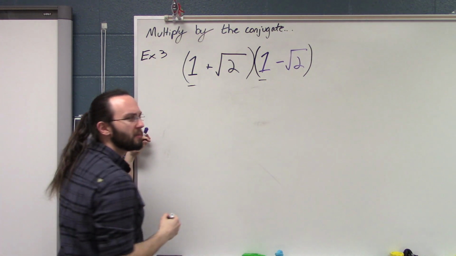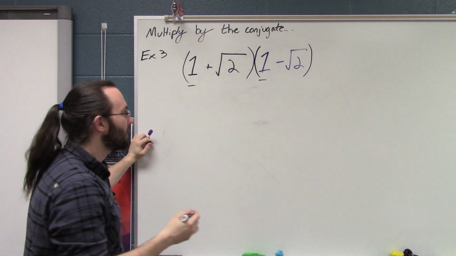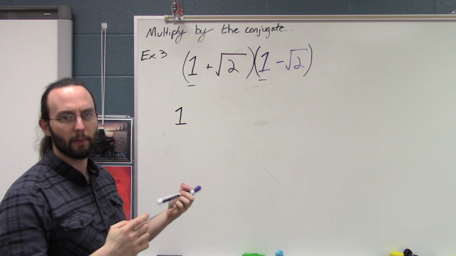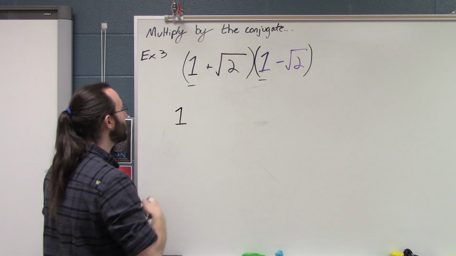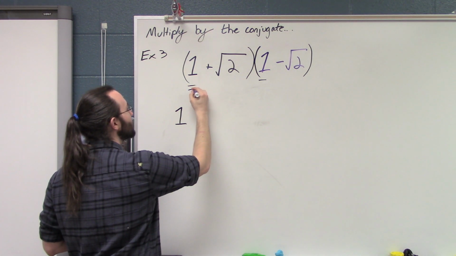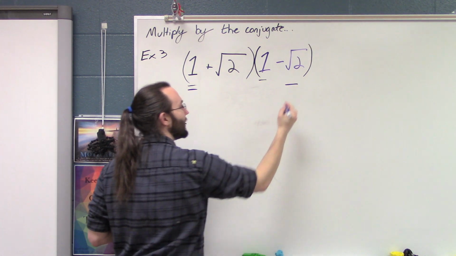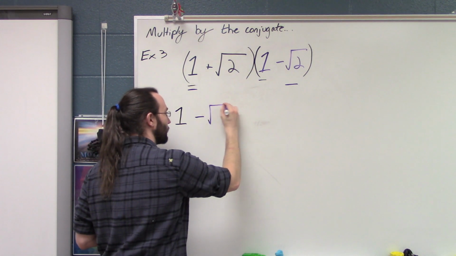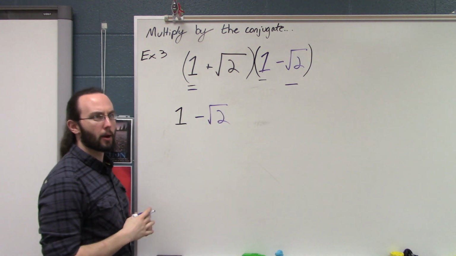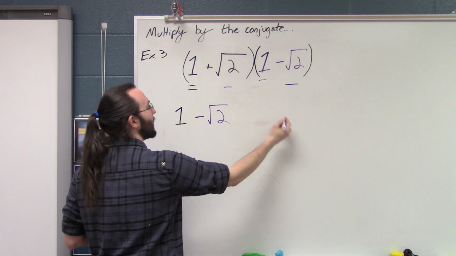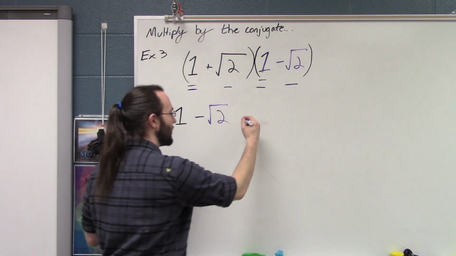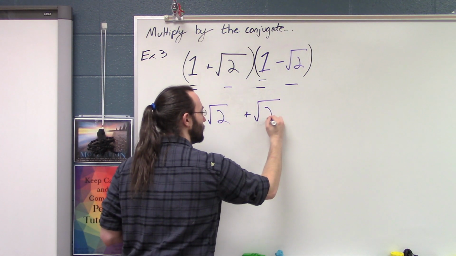The first two terms are a 1 and a 1. So 1 times 1 is just 1. I'm going to make those insides and outsides purple. The outside terms, 1 and a negative root 2. Well, 1 times negative root 2 is negative root 2. And then when I look at my inside terms, they are a root 2 and a 1. Well, square root of 2 times 1 is a positive root 2.